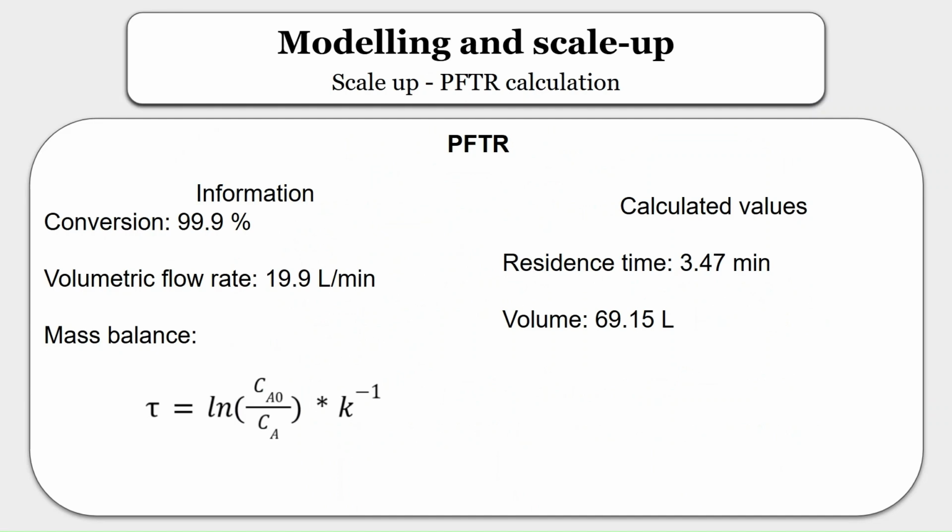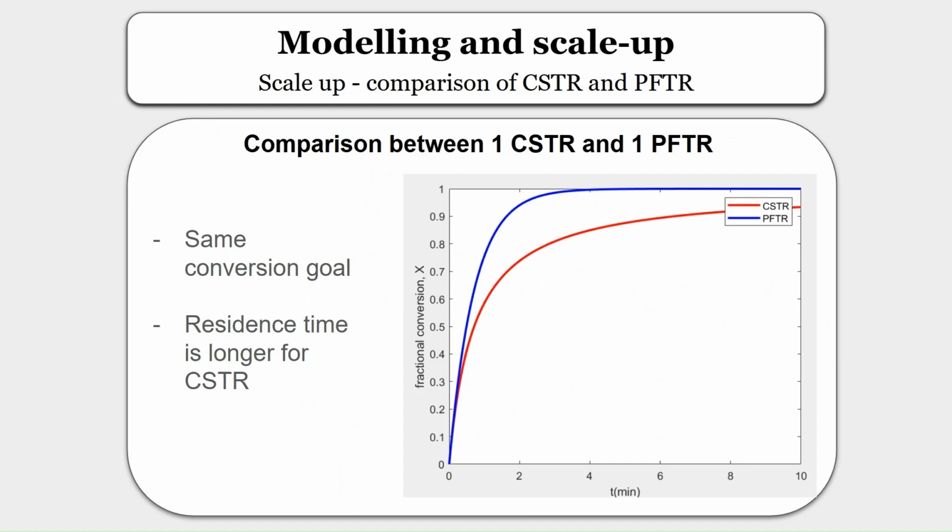Then in the PFTR, the same conversion and, of course, the same volumetric flow rate as I just mentioned is used. Using the mass balance for the PFTR, we calculate a residence time of 3.47 minutes and a volume of 69.15 liters. Then we can compare the CSTR and the PFTR process.